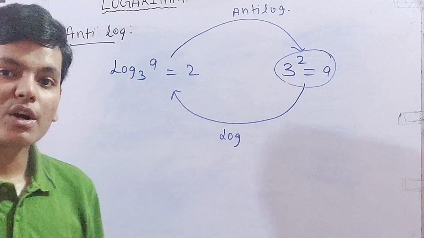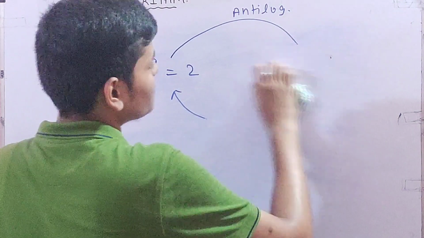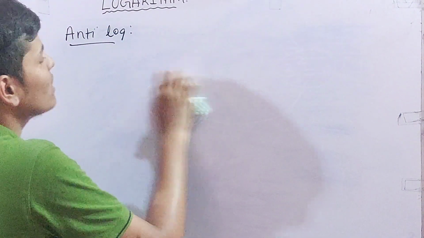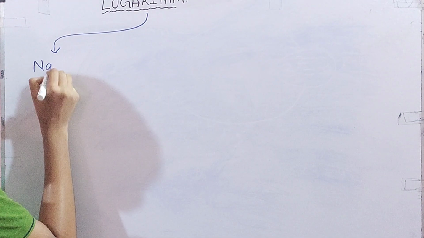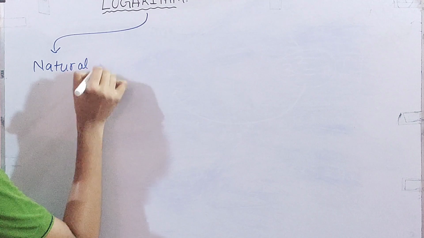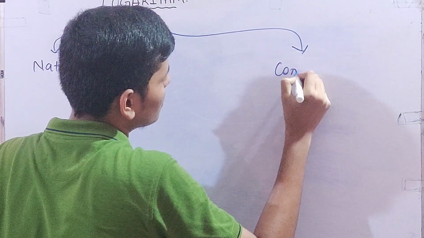Now before moving on to the Euler's number, or before moving on to the main basic types, we need to understand about what is the logarithm's base. Now there are two types of logarithm. One is called as natural log and one is called as common log.